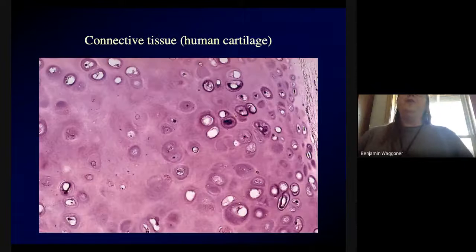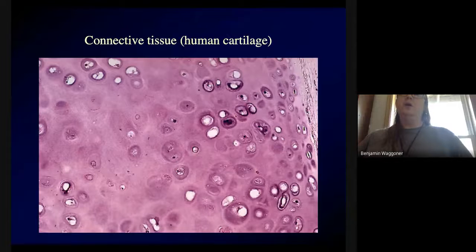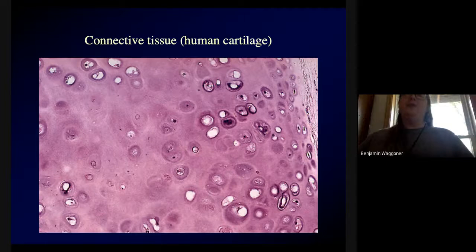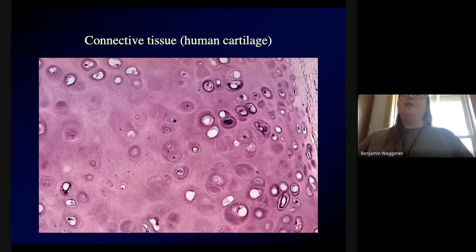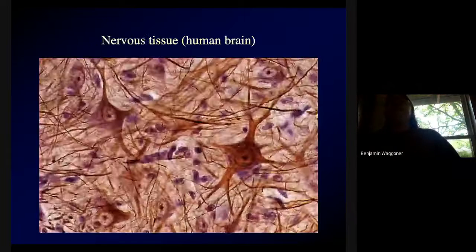Connective tissue here, this is human cartilage. Those light, rounded things that you see are where the actual cells go. And surrounding those light areas where the cells go, you have all of this stuff that's stained pink right there. That's the very thick and tough extracellular matrix that your cartilage has. And that can vary. It can be very flexible, like the cartilage in your nose, or a lot harder and tougher, like the cartilage in your joints.